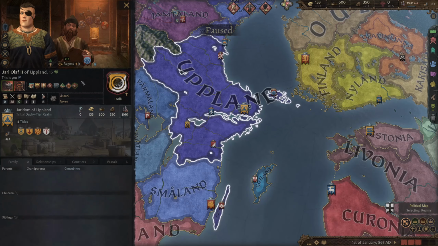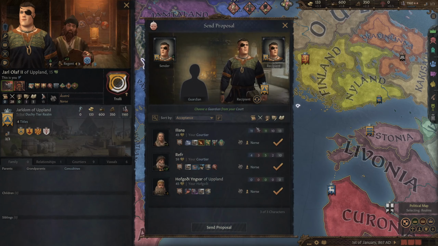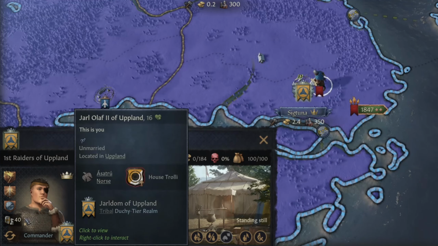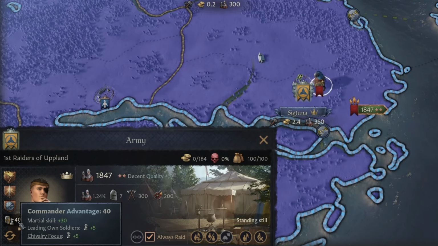Here's the full breakdown. When in game, don't forget to get someone to educate you so that you have a better martial education. As a 16-year-old, I can have 40 advantage as a commander or 50 against a hostile faith.